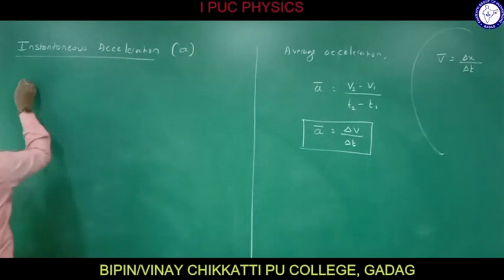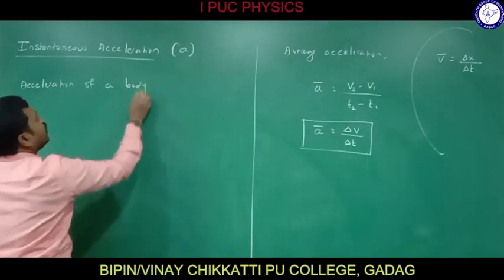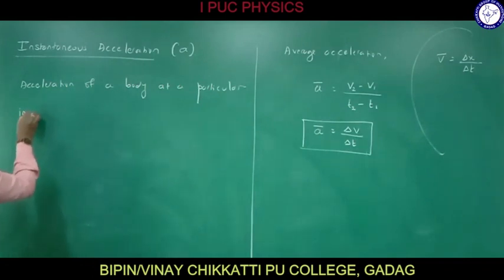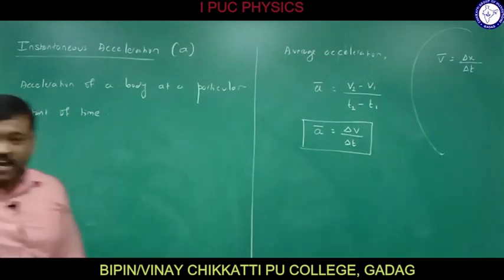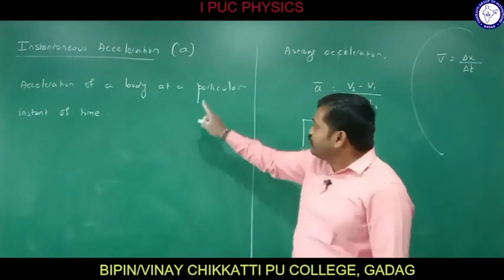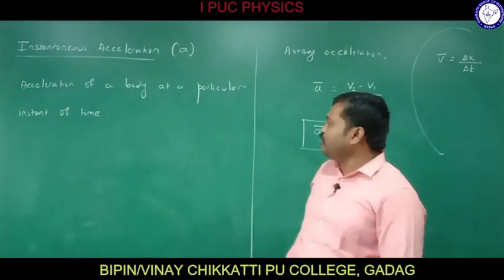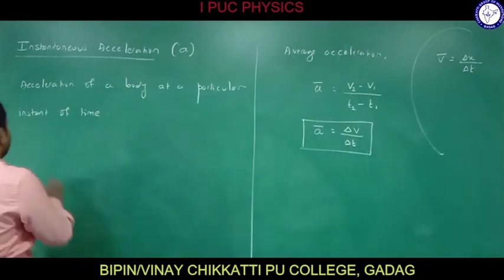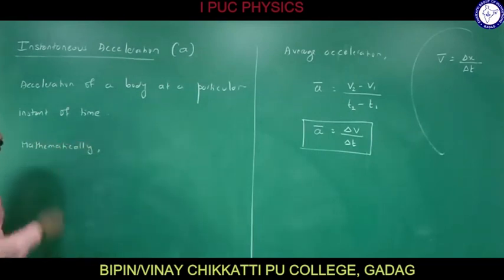So what is instantaneous acceleration? It is the acceleration of a body at a particular instant of time. Simple. Instantaneous means at a particular instant of time. What is the acceleration of a body at a particular instant of time? That acceleration is called instantaneous acceleration. Okay, now let me write this mathematically. Now it becomes simple.